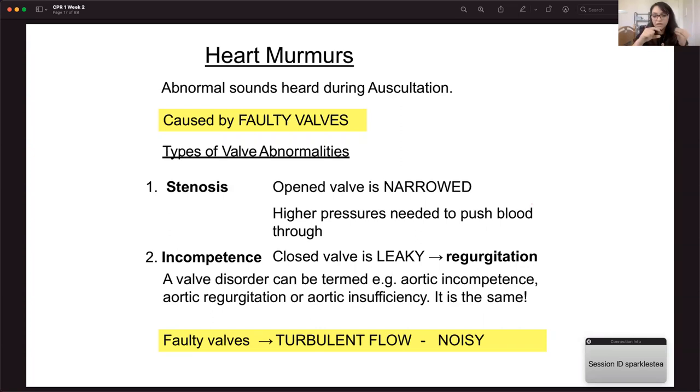For incompetence, regurgitation, and insufficiency, those are all the same thing. It just means a closed valve that is closed and leaking. If I have a closed mitral valve, then I have blood leaking from my atria to my ventricle. So just be able to understand what these terms mean and apply them to the clinical correlates we're going to go over right now. Next slide. Okay, let's start with a question.